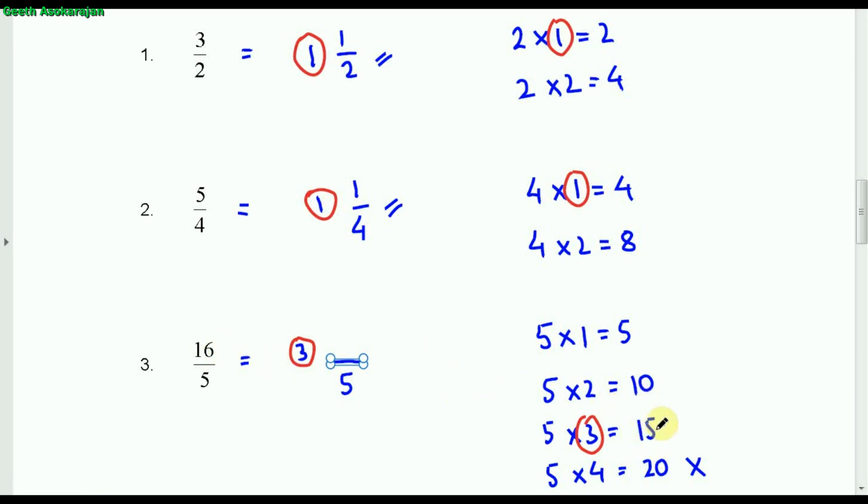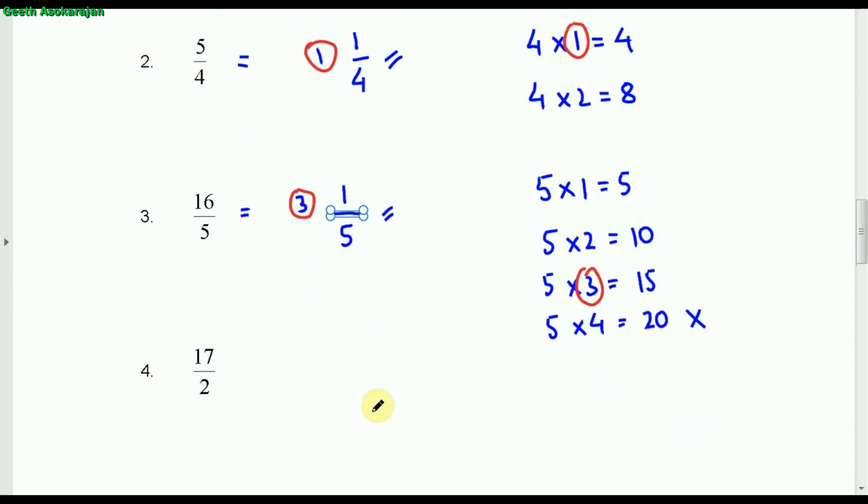So counting from 15 to 16, 1. So the difference between 15 and 16 is 1. Write that on top. So 16 over 5 is the same as 3 1/5. And you're done.